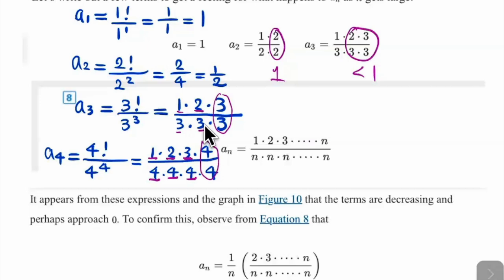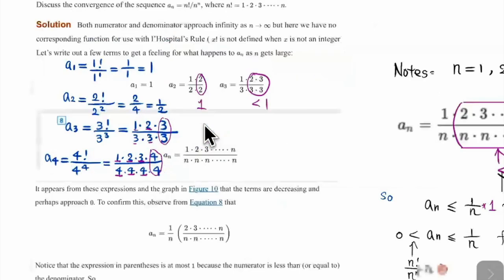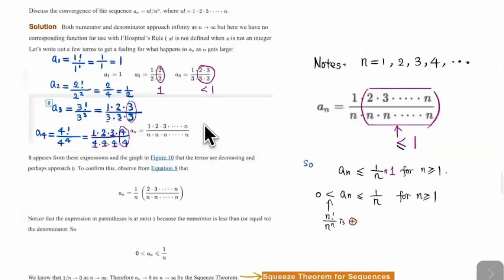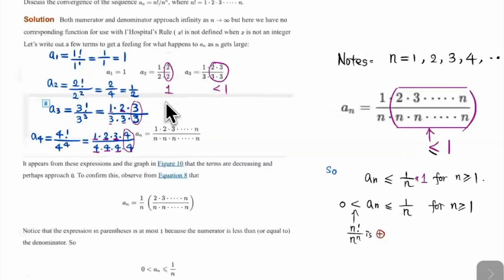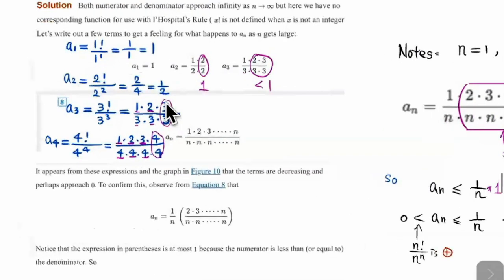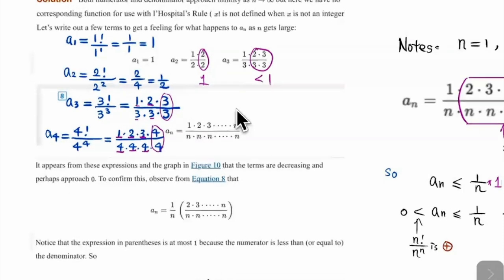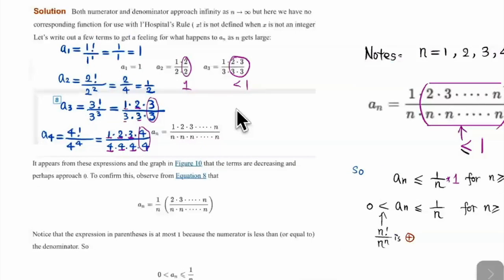Okay. Now if it is getting smaller and smaller, what do you think it's going to go to? What do you think? Yeah, you think it's going to 0, right? Okay, that's going to 0. So how do we prove it? Okay, how do we prove it? Maybe we can use squeeze.